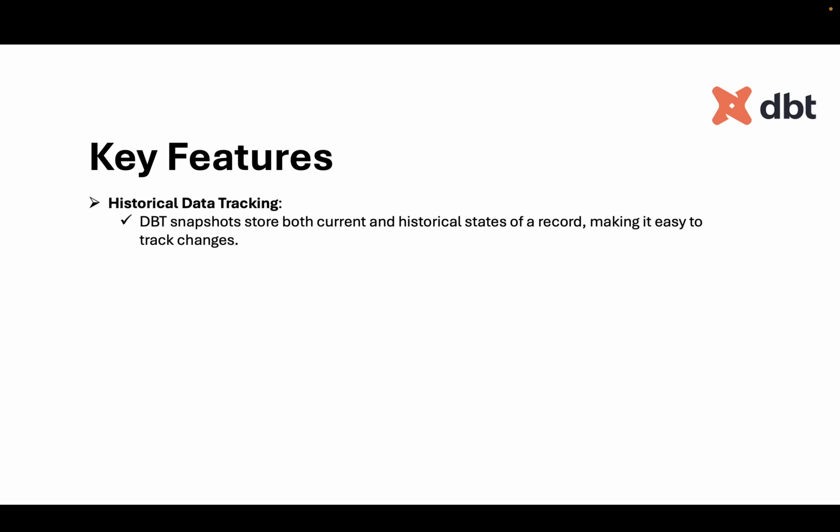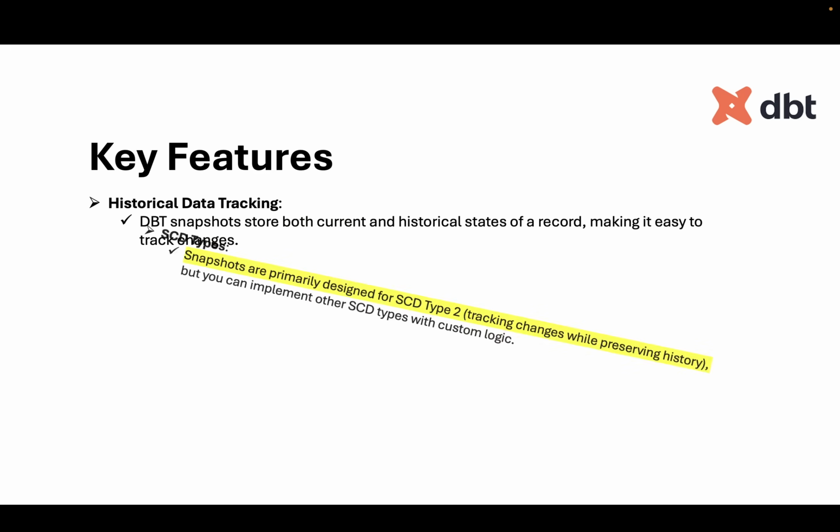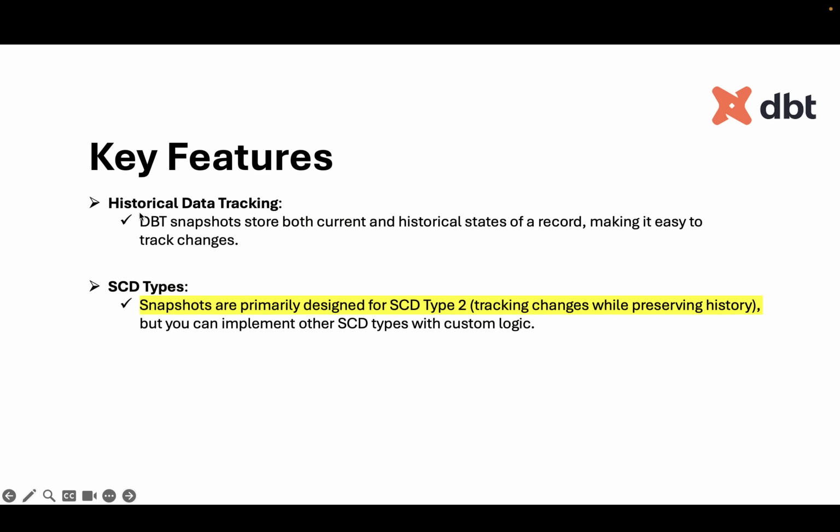And what are the key features of DBT snapshots? All right, so one of the key features right here is historical data tracking. DBT snapshots store both current and historical states of your record, making it easy to track changes. This is what I mentioned, and again, this is SCD type 2. So because it implements type 2, whenever there are changes in your data, the DBT snapshot will keep the previous records for you in your table, so that in future if you want to track changes, you can go back and see how your data changed over time. This is a very good feature because it helps you to track your historical changes.